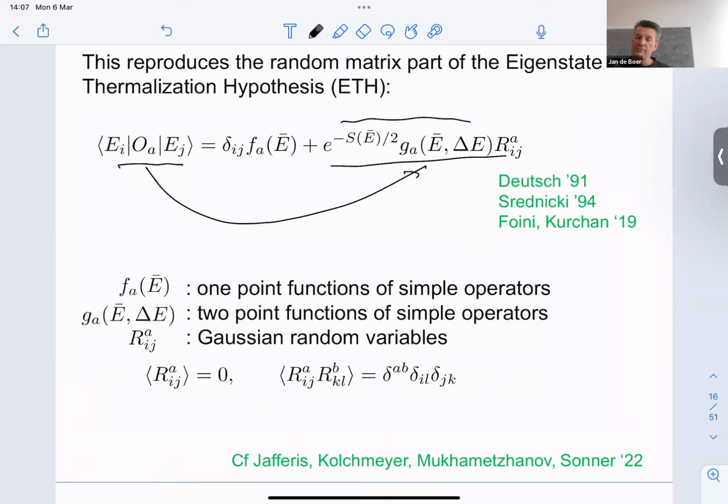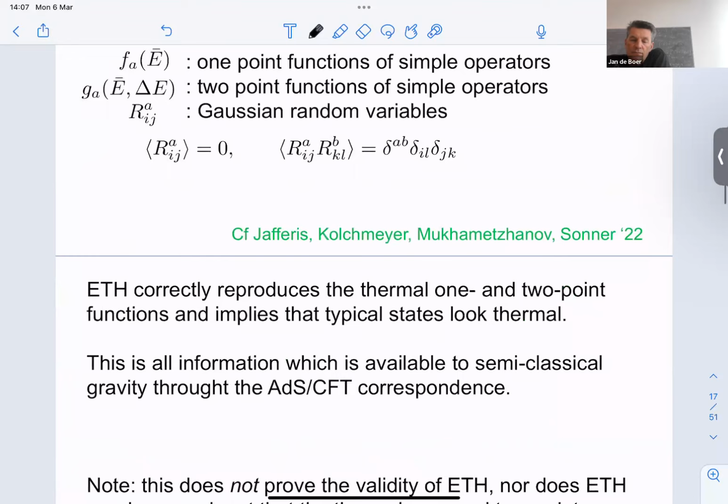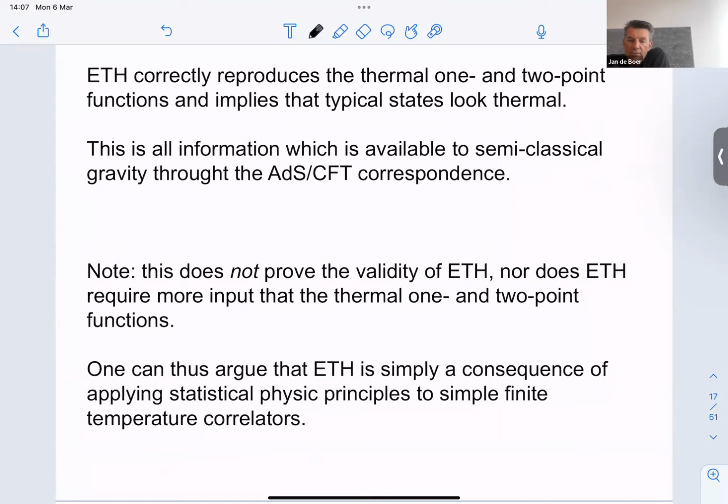A maximal entropy statistical description of my low energy information, where for ETH, the low energy information again was the finite temperature one and two-point functions of simple operators. Incidentally, these finite temperature one and two-point functions of simple operators are also things that are available in semi-classical gravity. So in semi-classical gravity, when you apply statistical physics thinking and the maximal entropy principle to the CFT computations, you would also be led to ETH. It's just, as I said before, a consequence of applying statistical physics principles to simple finite temperature correlators.